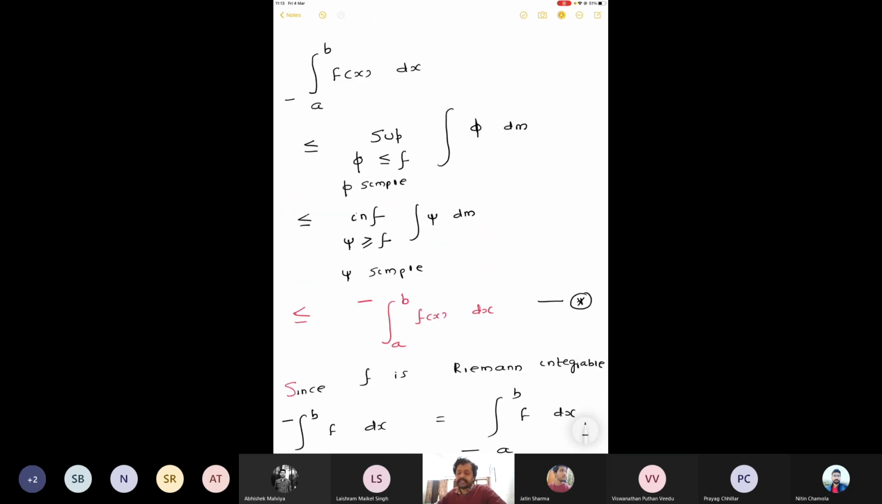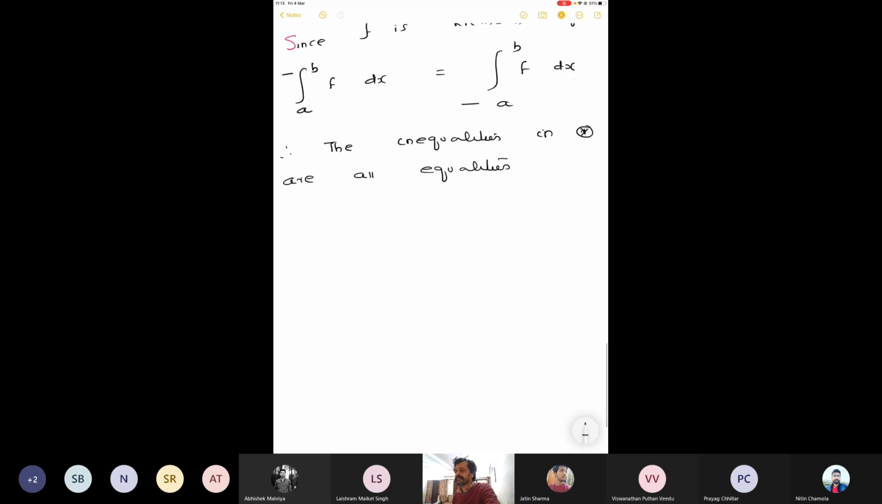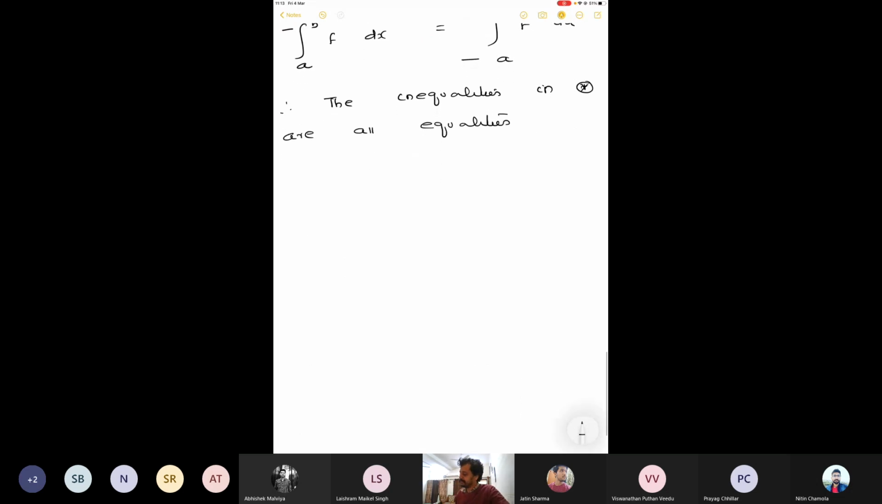And now you consider the second and third terms: the supremum of integrals of simple functions phi less than or equal to f, and the infimum of integrals of simple functions greater than or equal to f, and both these things coincide. That will give you that f is measurable by the theorem that we proved yesterday. Therefore, f is measurable.